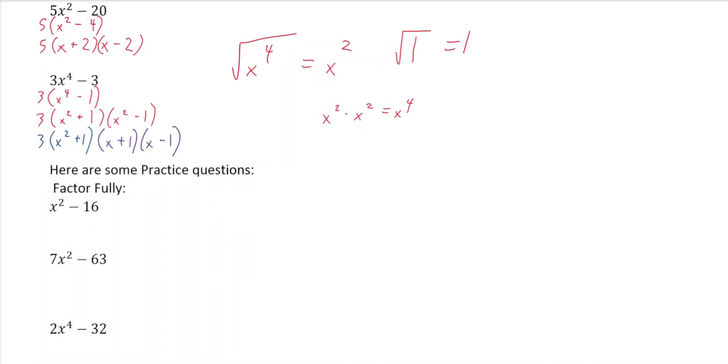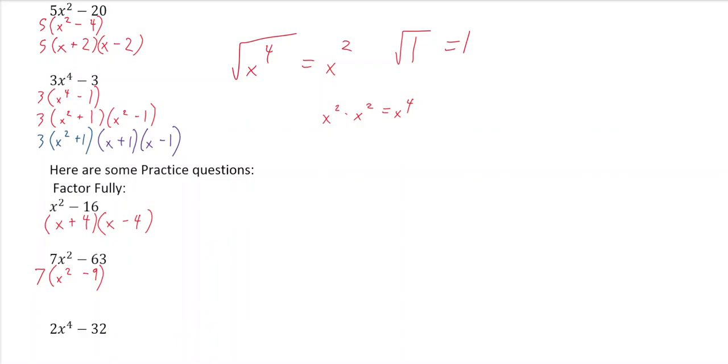Alright, I like to just set this up in terms of 2 brackets like this. The first one positive, the second one negative. Then we take the square root of the first number, put it in there, take the square root of the second number, put it in there, and we're done. Okay, the second question, we're going to take out a GCF of 7, which is going to leave us with x squared minus 9.